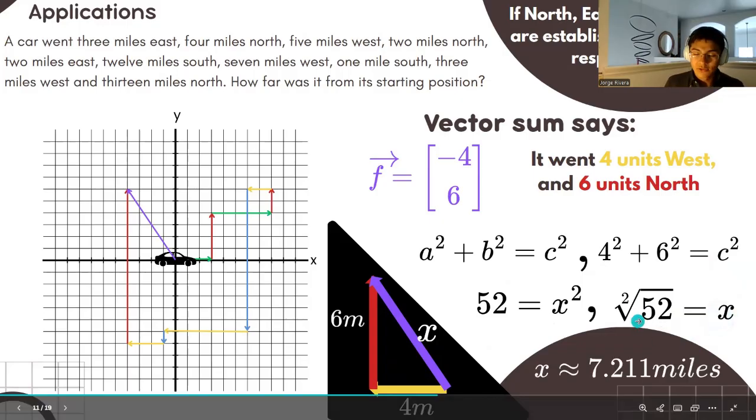So if we put this into the calculator, then that means that the final distance that it traveled from its starting position is going to be 7.211 miles. So in all of this, it only ever really traveled 7.211 miles from its starting point. So that's a very good application.